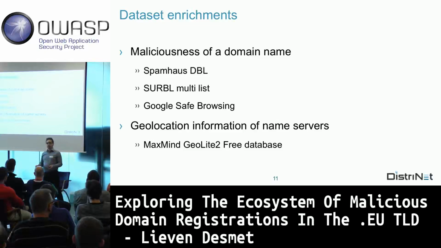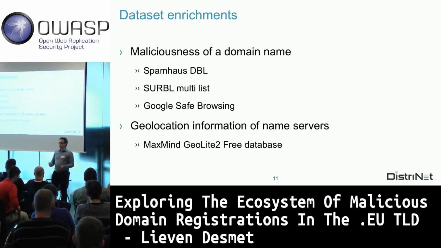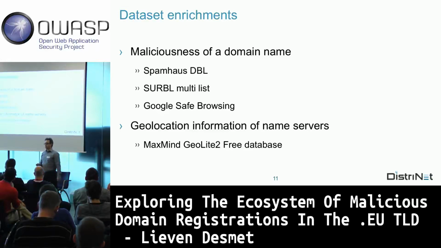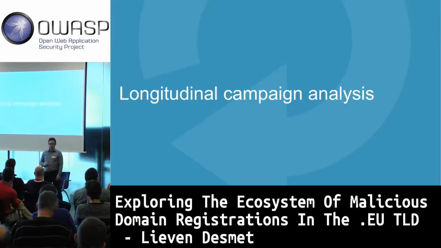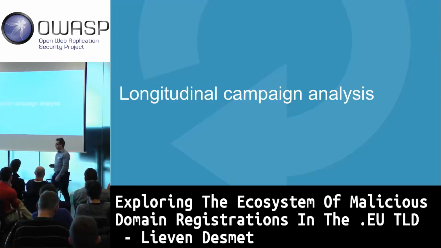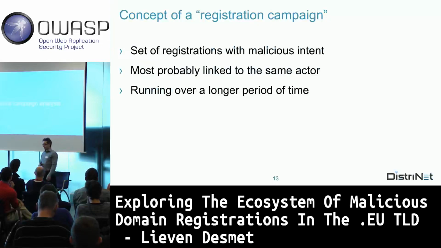Now we know which domain names in our dataset are malicious. The second thing is we also wanted to see where the name servers are located. So we wanted to have the geolocation information of the name servers, and therefore we used the MaxMind free database to look up the name servers at the time of registration. Okay, now we have all the components. We know which dataset we're using, all the instances that we have been making. We know what we actually want to search for. Now it's time to go and look in that longitudinal analysis.